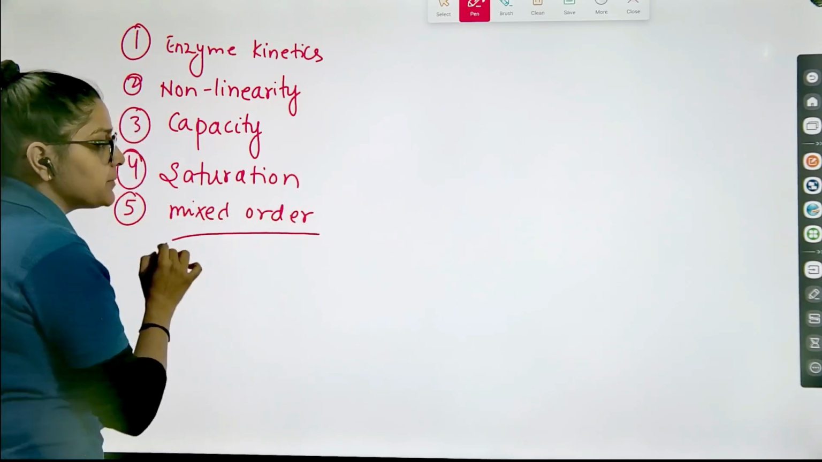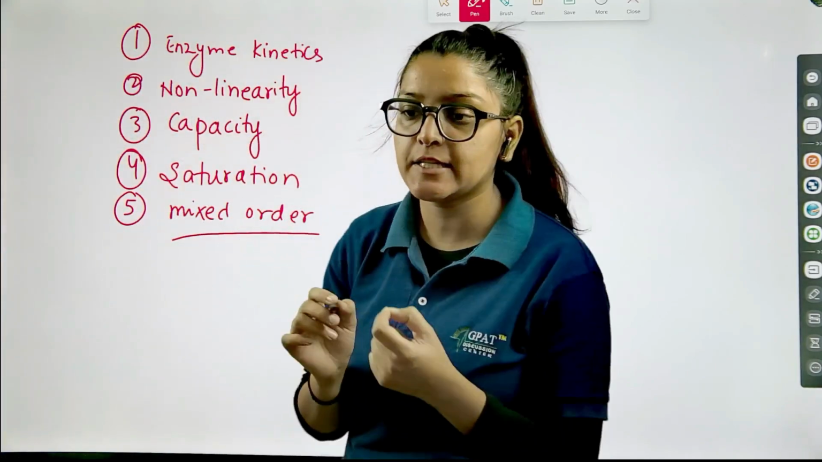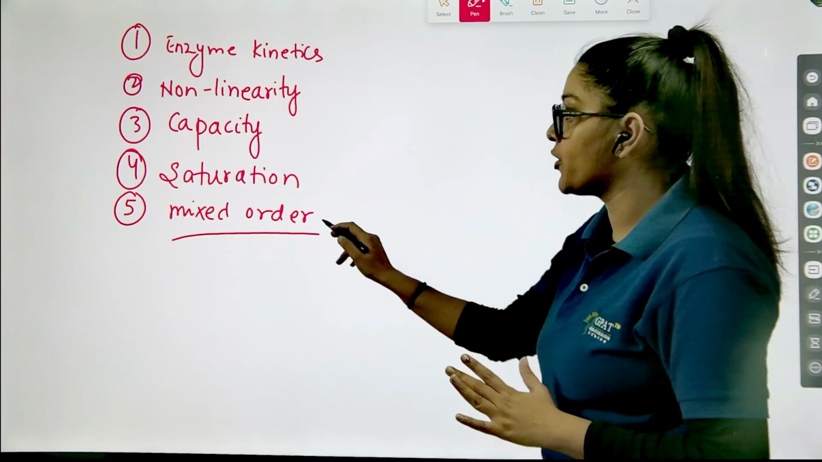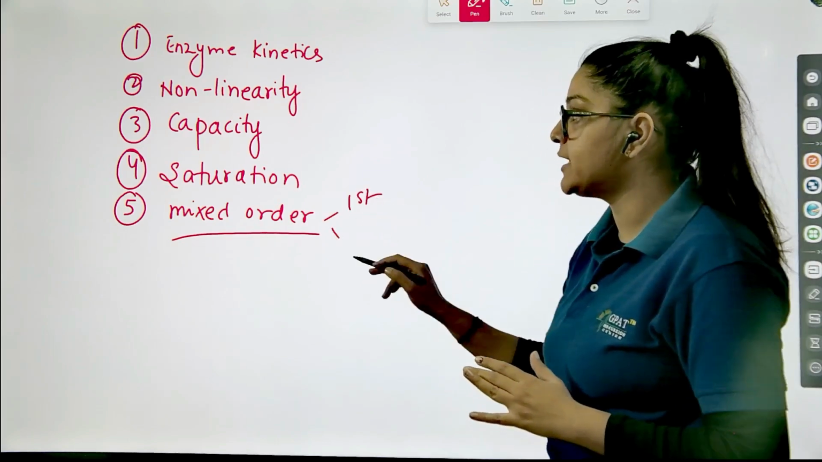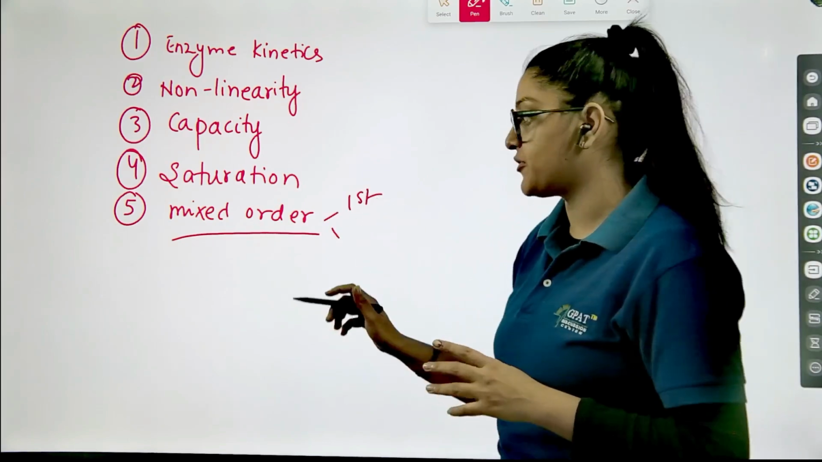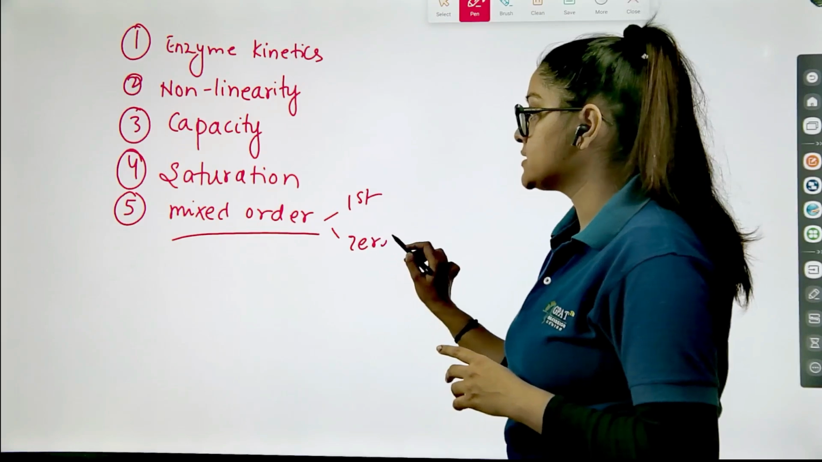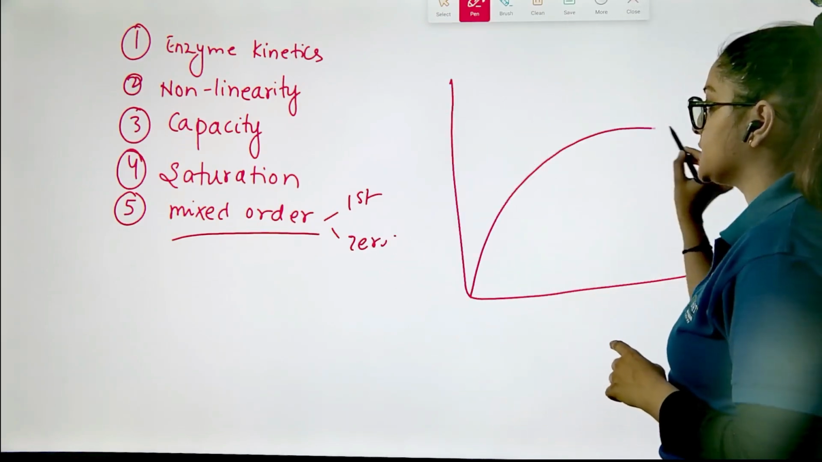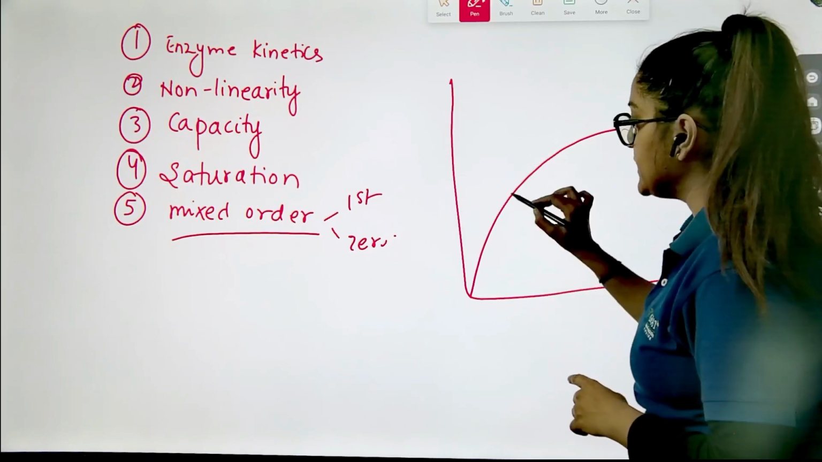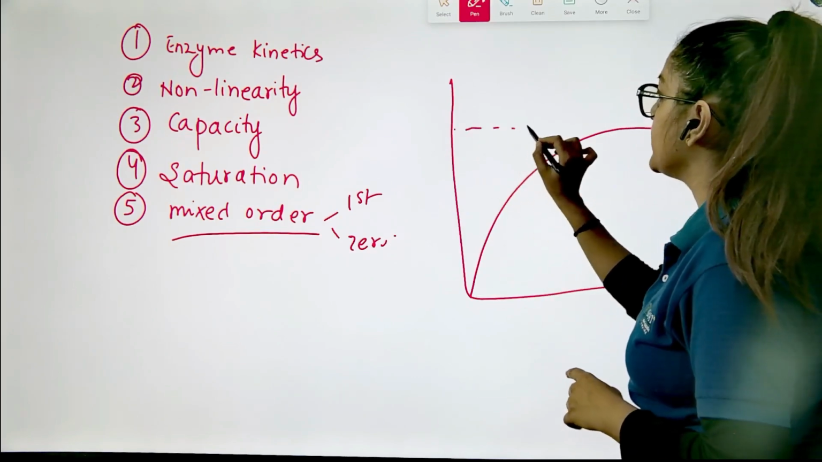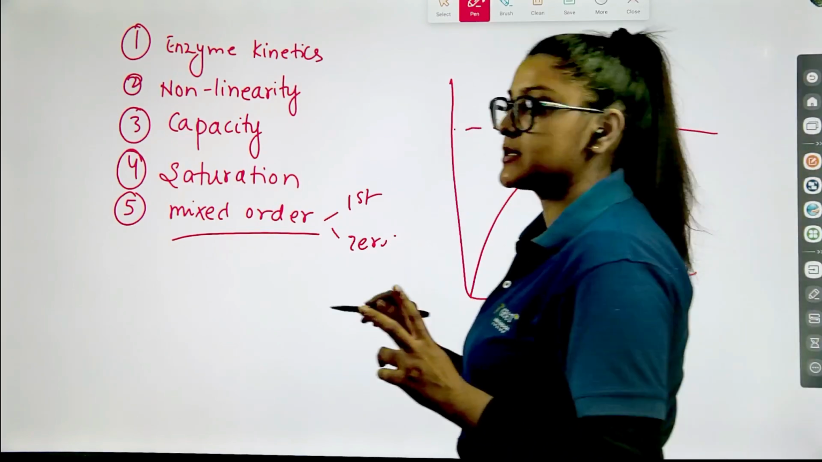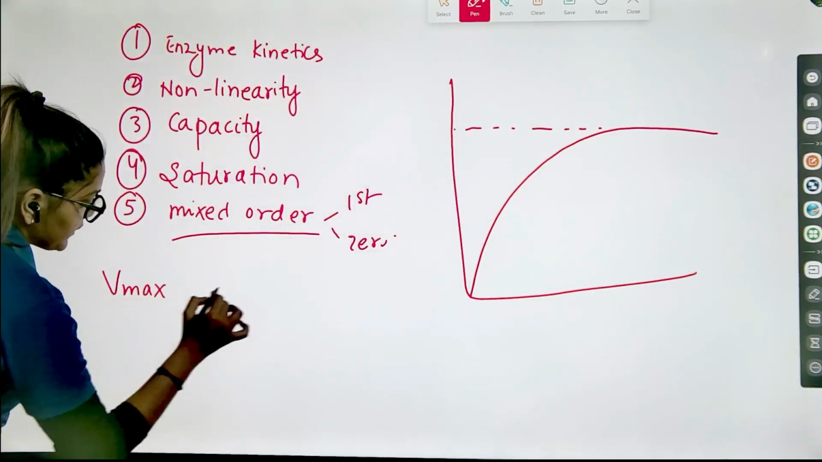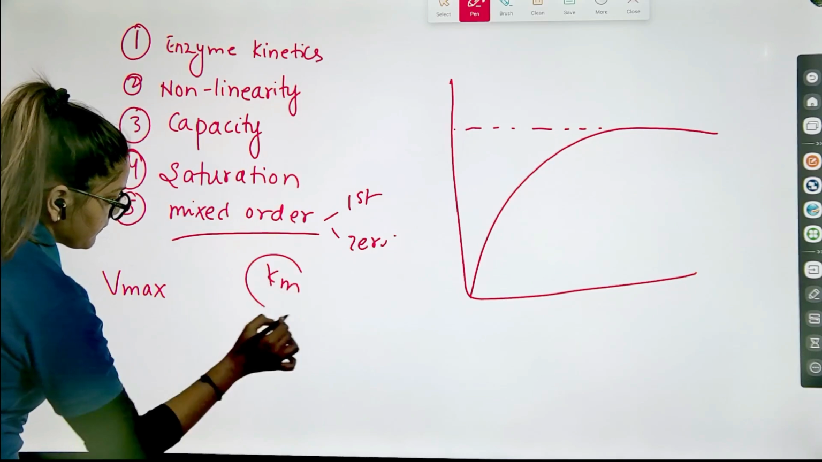Why mixed order? Because initially when the drug concentration is low, the enzymes are still available. It is going to follow first order initially. Then because the saturation phase will come, it will follow zero order kinetics. If you want to plot it in a graph, it will look like this. There are two parameters that you must know. One will be your Vmax, one will be your Km, right?